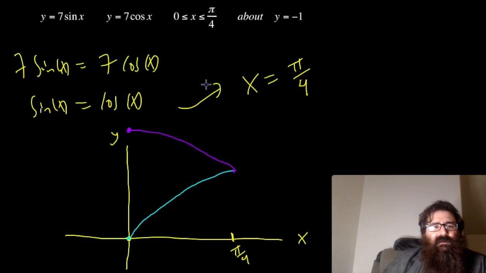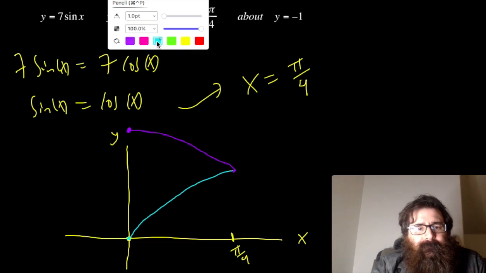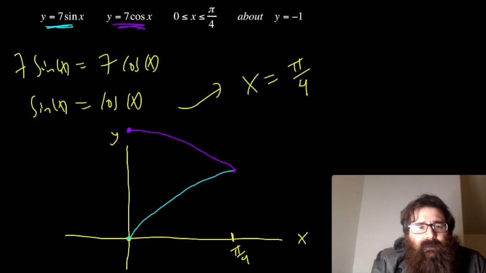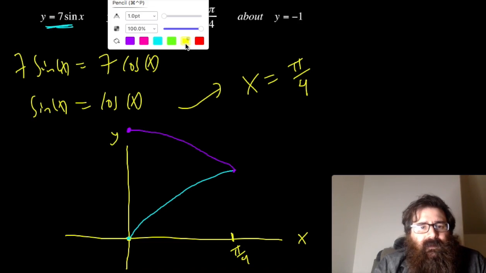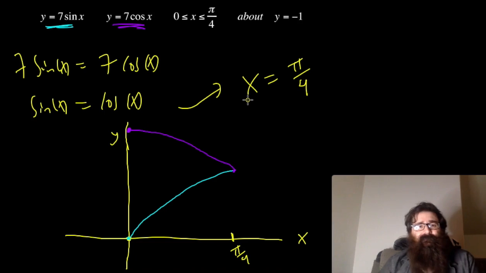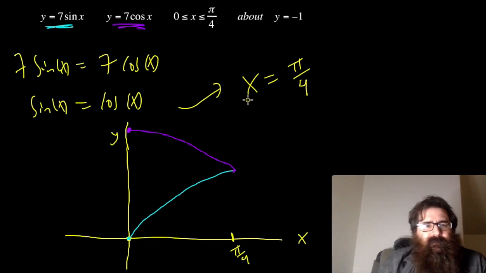This was cosine x, 7 cosine x was the purple. We said 7 sine x was the baby blue. Let me get my axis. There we go. So this is the region that we have, from 0 to pi over 4 in the x direction, 7 sine of x in blue, 7 cosine of x in purple. So we get this wedge-like region.